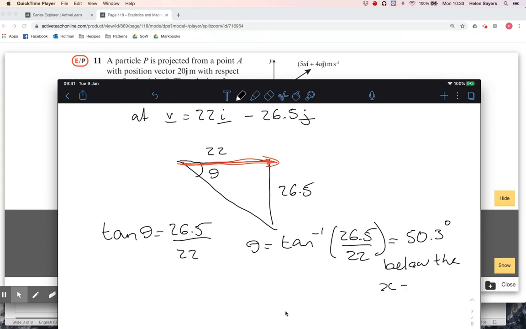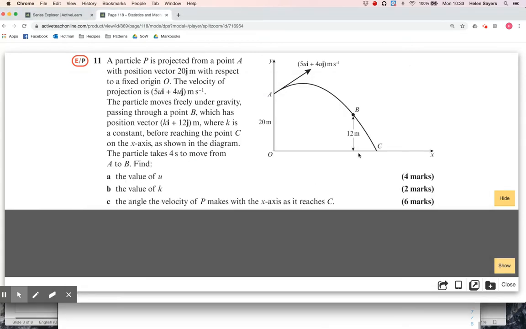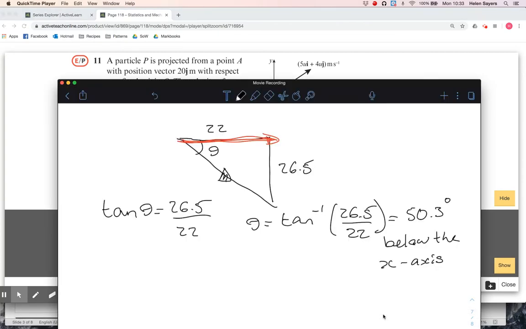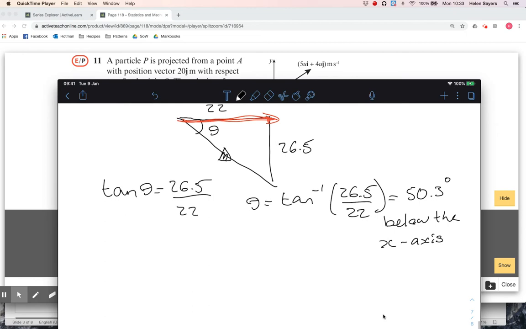Oh no, hang on, sorry, ignore me. It's not, is it? I think I've got the right angle, but I can't see the diagram anymore. So that's the direction it's traveling as it hits the ground. So it's that angle there. Ignore me, it's not below the x-axis. That's how it's traveling.